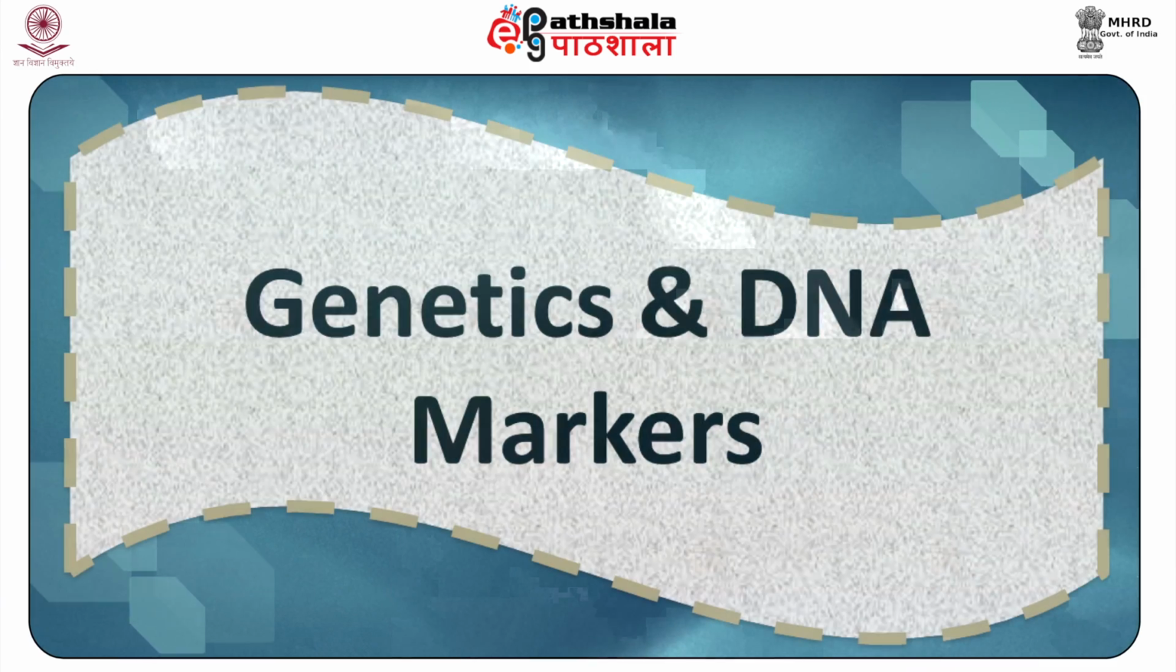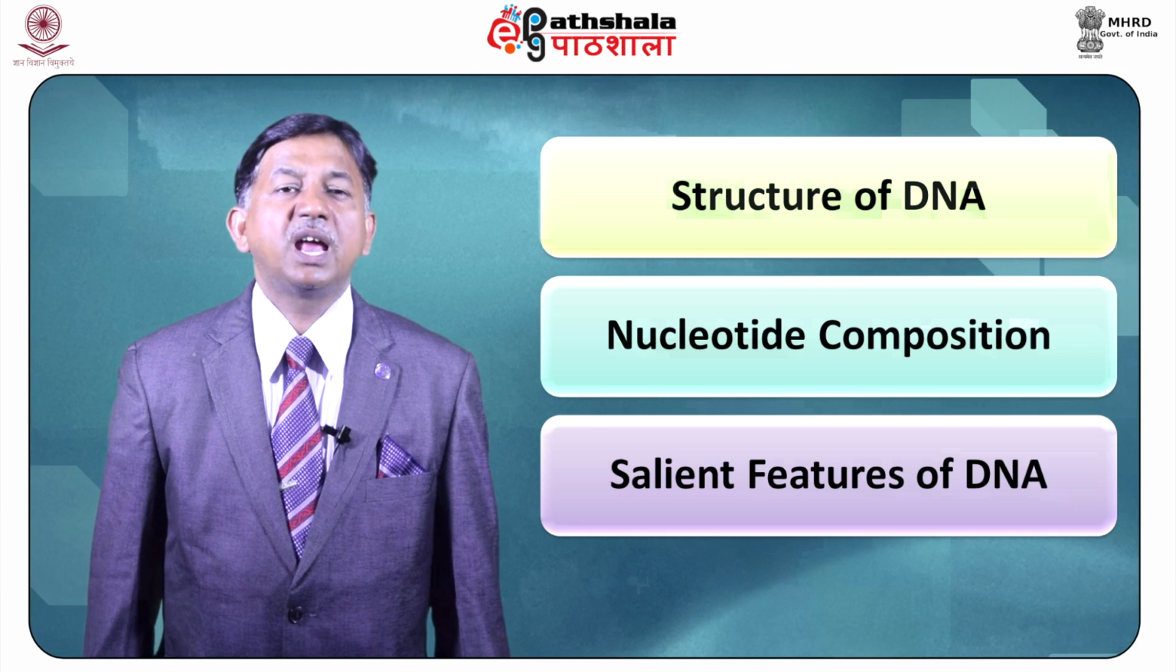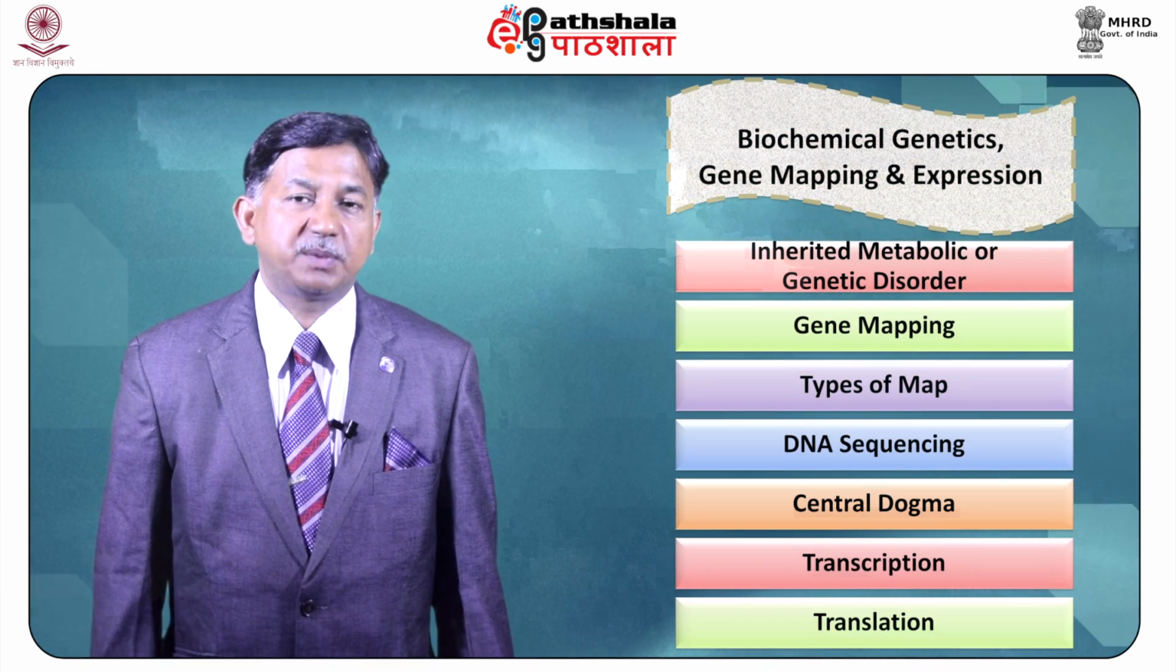In the eleventh week, you will be studying genetics and DNA markers, wherein you will also get to know about the cell, nucleus and chromosomes. In addition to it, you will also be studying Mendelian genetics and how genetic variation takes place. Also in this week, you will study the structure of DNA, nucleotide composition and some of the salient features of DNA. This will be followed in the twelfth week, where you will learn about biochemical genetics, gene mapping and expression.